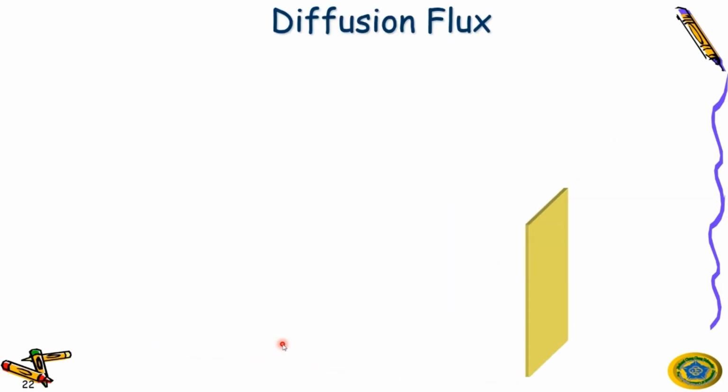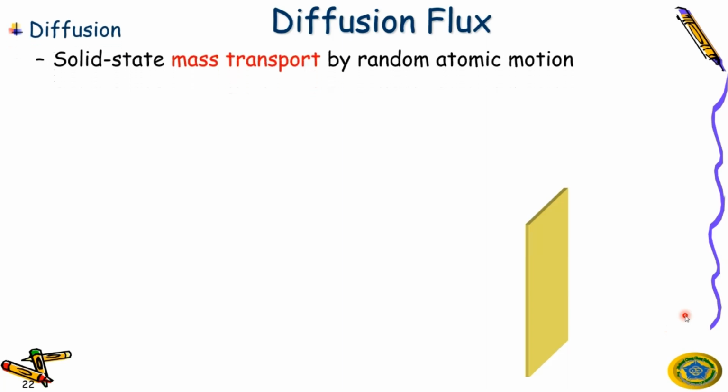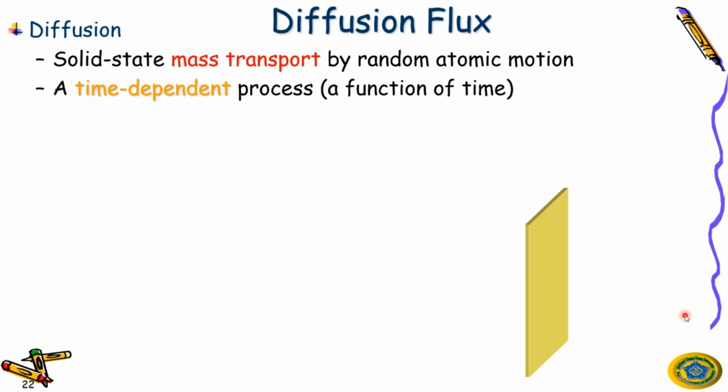So the first term we want to know is called diffusion flux. Assume you have a plate, which is metal. So diffusion is what? Diffusion is solid state mass transport by random atomic motion. So this is the definition you need to know. And then it's a time-dependent process, so it's a function of time. So once you want to create an equation, it's always related with the time.